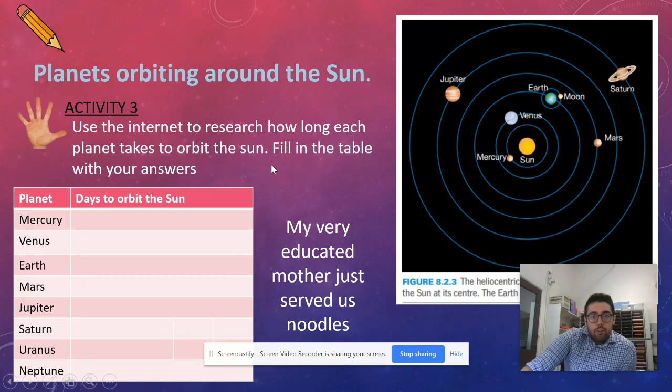But what I want you to do for this activity is use the internet to research how long each planet takes to orbit the sun. So how long does it take for each planet to do one full revolution around the sun? On Earth, we call that a year. So, days to orbit the sun. You should already know, but Earth takes 365 days. A little bit more, but we average to say 365 days.